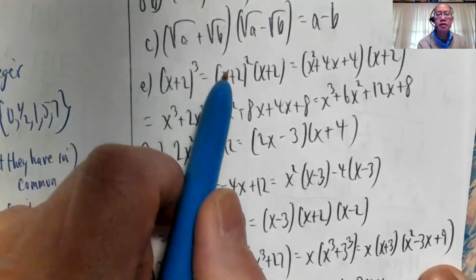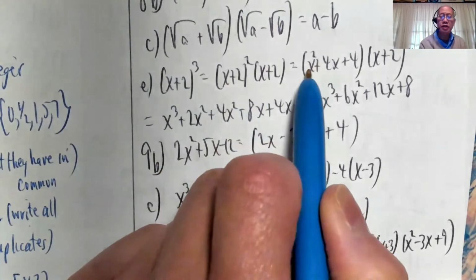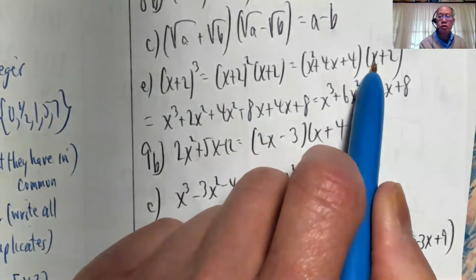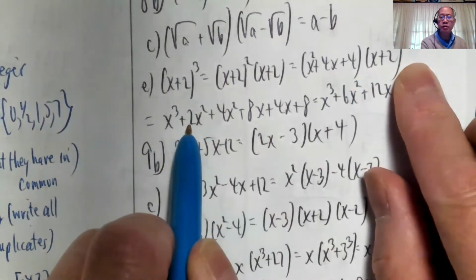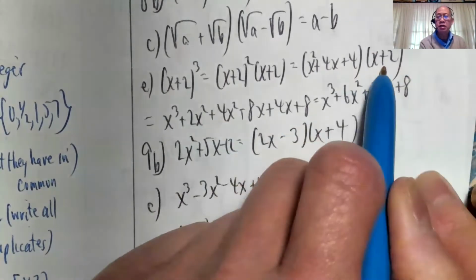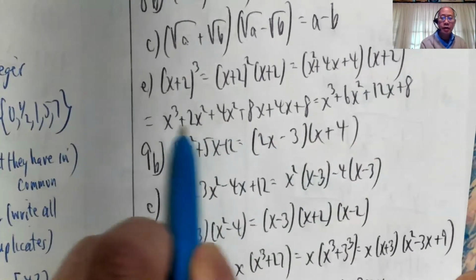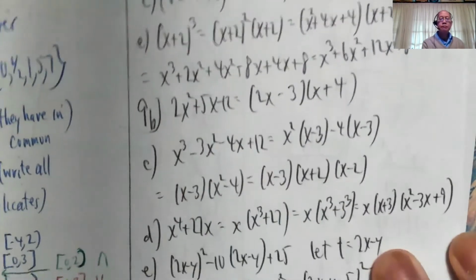X plus 2 cubed is x plus 2 squared times x plus 2. X plus 2 squared by formula is x squared plus 4x plus 4. Then I multiply by x plus 2. So it's x squared times each of these. That's x cubed plus 2x squared. Then 4x times each of these, 4x squared plus 8x. And then 4 times each of these, 4x plus 8. Combine these, x cubed plus 6x squared plus 12x plus 8.